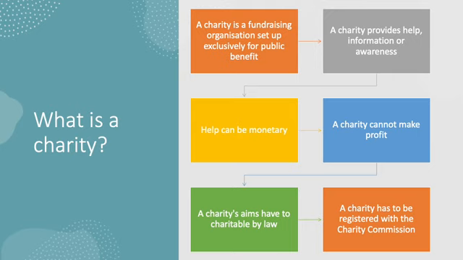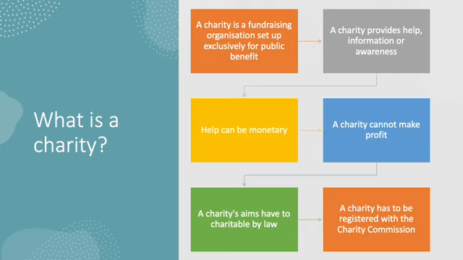So the two orange bits there tell you about that. It's set up exclusively for public benefit, and a charity has to be registered with the Charity Commission. The grey box there tells us that a charity can provide different things such as help, information or awareness. And the yellow box tells us that that help can be monetary. So it can involve donations to people who need money, but it can sometimes be for help or information or awareness. It doesn't have to be about giving money.